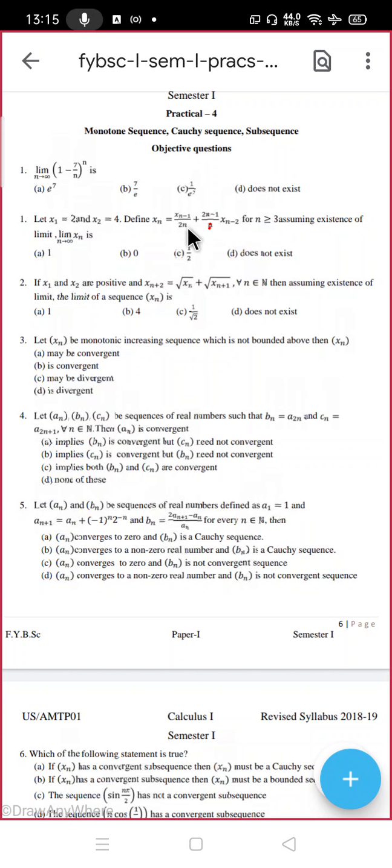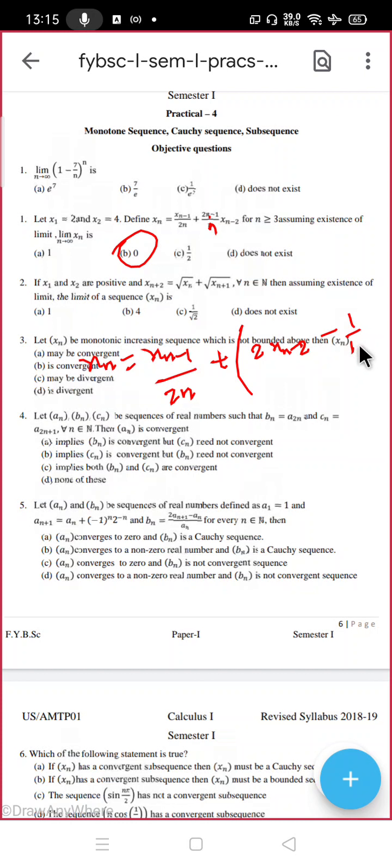xn minus 1 upon n minus, see, the main thing was this. And yes, your logic is also correct. If you put 0, then 0 is the answer. That I'm okay with. But taking the direct limit, let us first solve it a little. xn equal to, let us write, xn minus 1 upon 2n plus 2n minus 1 upon n. Can I separate the bracket, giving n to both? What will I get? This will give me 2 times xn minus 2 minus 1 upon n into xn minus 2. Do you agree?